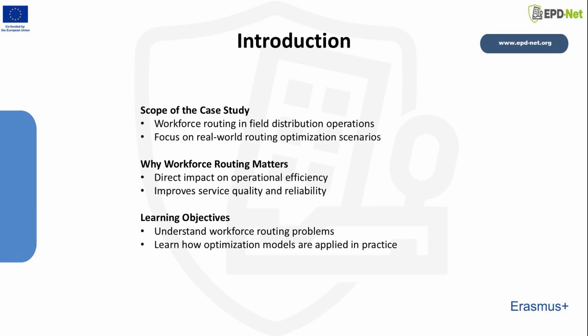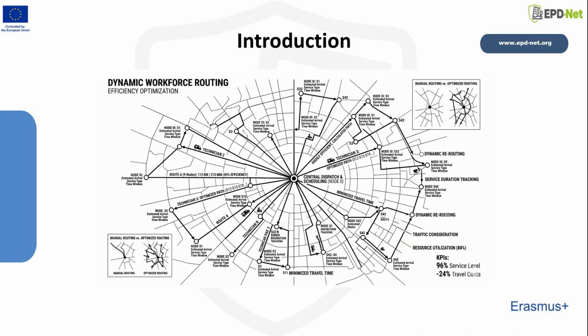Effective routing directly affects travel time, resource utilization, and service reliability. By optimizing workforce routes, organizations can improve operational performance while reducing unnecessary travel and delays. Through this case study, learners will understand how workforce routing problems are defined, modeled, and solved using optimization techniques. The topic also aims to show how theoretical routing concepts are translated into practical decision-making processes in real operational environments.